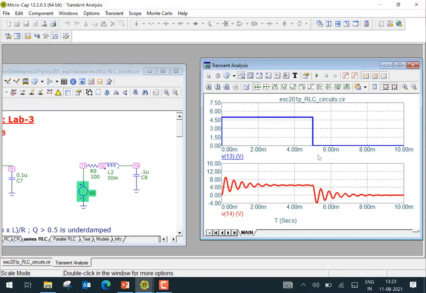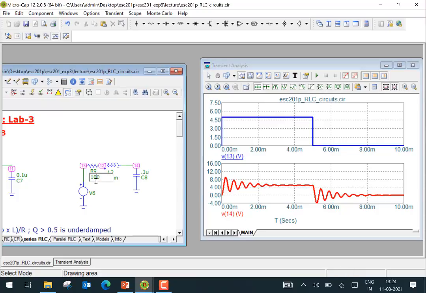But the moment you switch from here, this again starts to vary, right? So you see this, it doesn't discharge exponentially here, but it exhibits oscillations. That's because we have Q greater than 0.5 here, right? And we can alter the Q here.